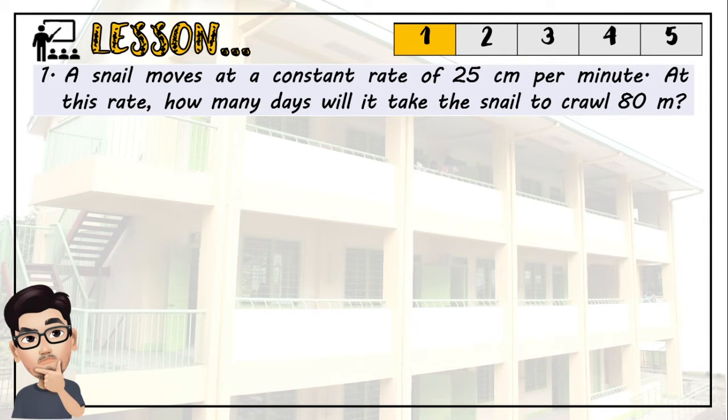Okay, let's have number 1. A snail moves at a constant rate of 25 centimeters per minute, and at this rate, how many days will it take the snail to crawl 80 meters? Okay? So, without actually focusing on the 4 steps of solving a word problem, we can still manage to do it. Okay? So what do we always do when we are actually solving a word problem?